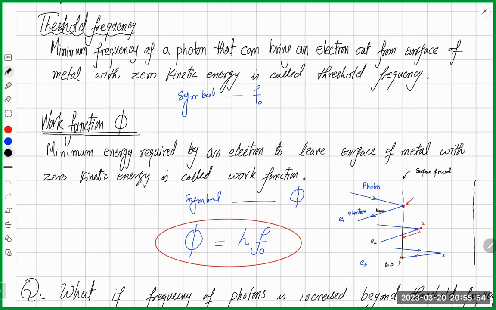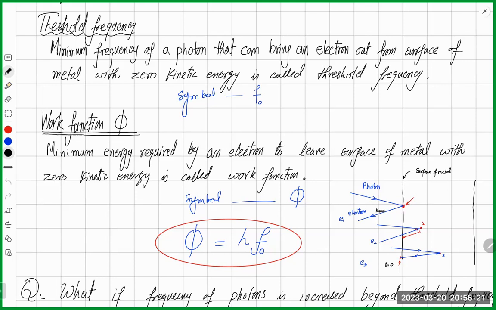Both of the definitions sound almost the same. They are actually exactly the same. The only difference is one is explaining the frequency that can bring the electron out, and the other one is giving you the amount of energy that can bring an electron out. And this energy belongs to a single photon's energy. So if you have a photon with the work function, it can bring the electron out.